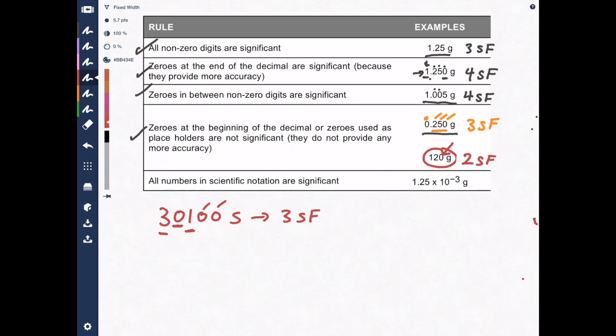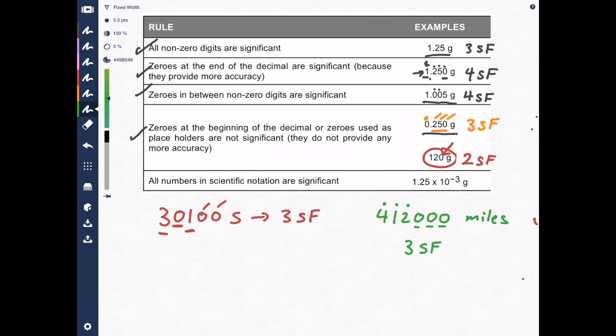Let's do another example. What about 401,200 miles? All right. Well, here we have a non-zero digit, a non-zero digit, and a non-zero digit. So those 3 are definitely significant. These zeros, however, are not. They're placeholders. They're telling me the size of the number. They're telling me the number is quite large. They're there to tell me magnitude. They're not measured. So this is 3 significant figures.